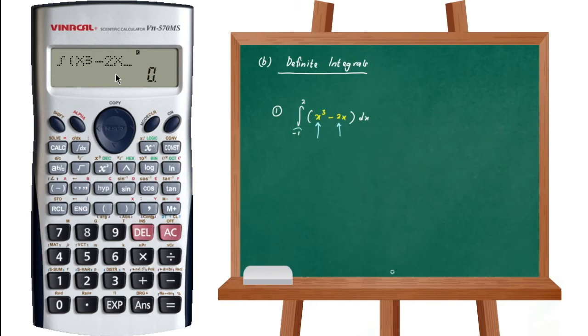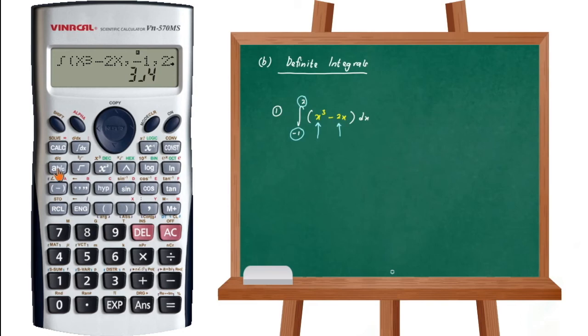Once we have inserted the function, which is x cubed minus 2x, what we need to do next is to include the lower limit and also the upper limit of the integration. To do that, we press this comma button and then the value -1 and then press comma. Next, press the value 2. We need to press the lower limit first and then the upper limit. After that, we press this close bracket button. To get the answer, we press this equal sign. So the answer is 0.75, or you can also display the result in fraction.